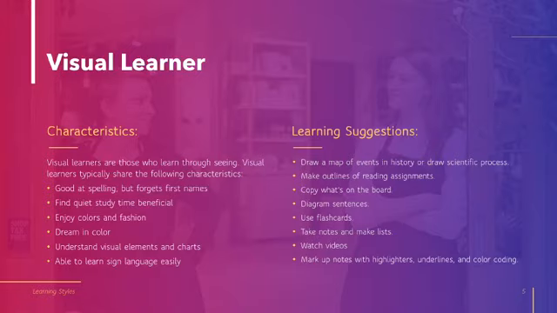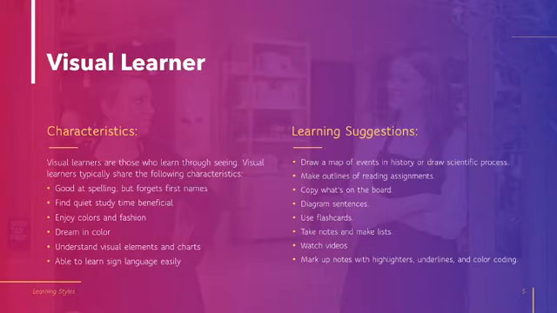So, a visual learner. Visual learners are those who learn through seeing. Visual learners typically share the following characteristics. They're good at spelling but forget first names, find quiet study time beneficial, enjoy colors and fashion, dream in color, understand visual elements and charts, and are able to learn sign language easily. Well, I am definitely not a visual learner.